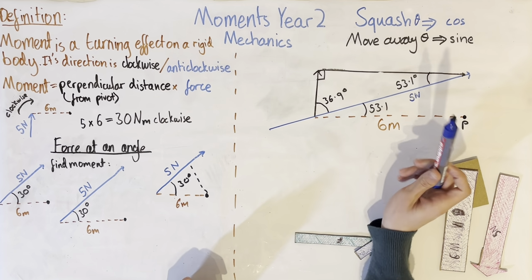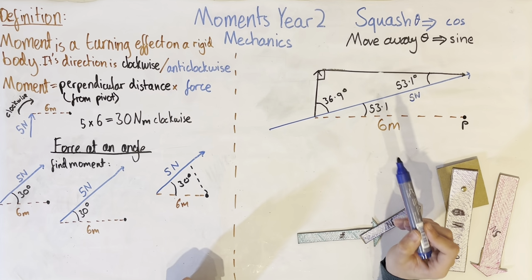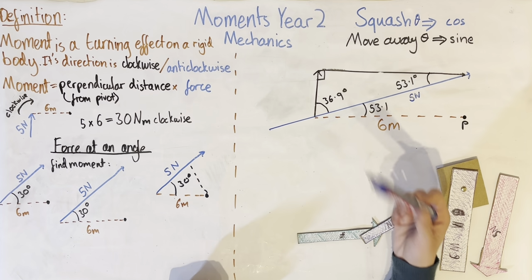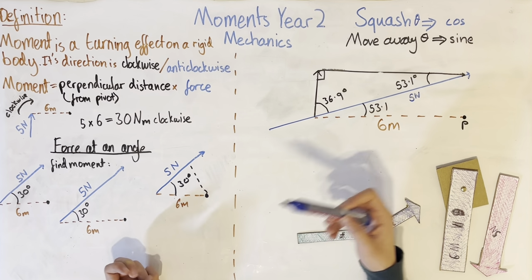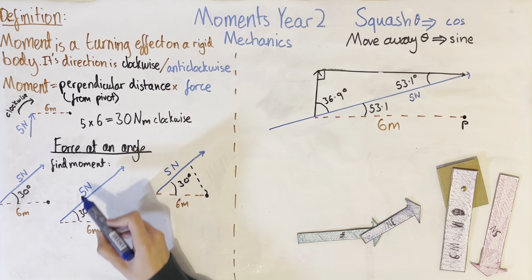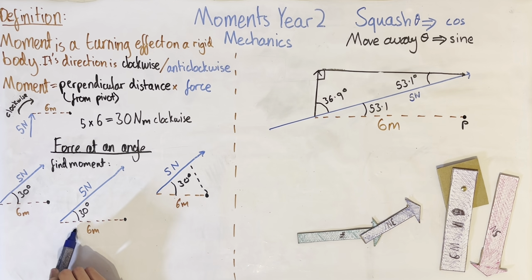Me personally, I think the squash move away method proves to be easier to use once you get used to it, and it requires less diagramming. But as we said, to each their own. So let's say we have a 5 Newton force acting at an angle of 30 degrees from the pivot, and it's at a distance of 6 meters.